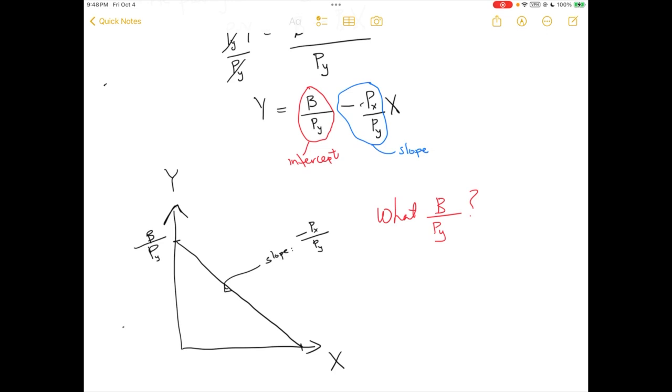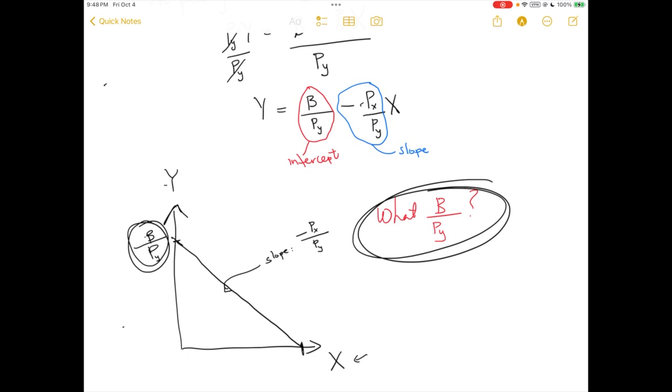Y is on the y-axis right here. X is on the x-axis right there. And then I just drew this line like that. But over here, I have the intercept, b over py. So what is b over py? Let's take a minute to understand the logic behind that.